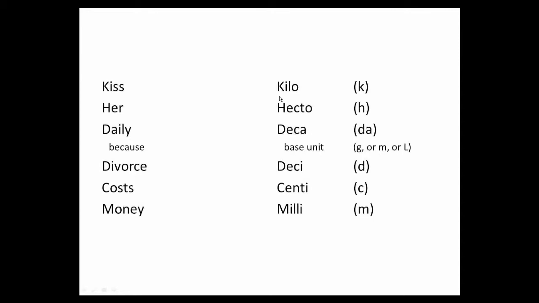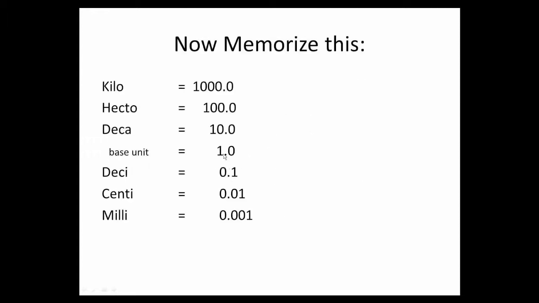So KISS is kilo, HER is hecto, daily is deca, because is the base unit, the gram, the meter, or the liter. Deci is divorce, centi is cost, and milli is money. When we use the abbreviation for deca, we will use DA. When we use the abbreviation for deci, we will use D. So once you have memorized this proper order, then we move on to the math. The next thing you would memorize is the values for each of the prefixes.